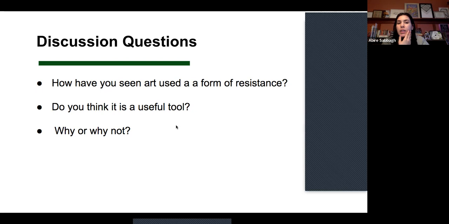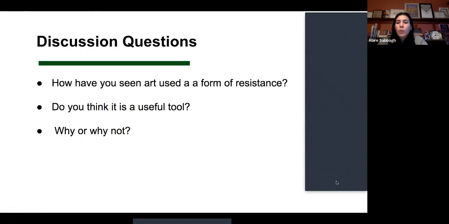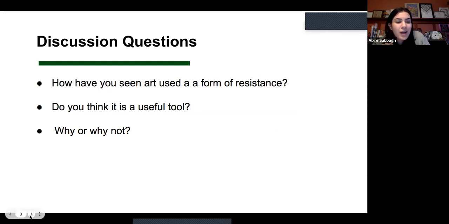So any last thoughts about whether you think it's useful, why or why not, before I move on? And again, we'll revisit this point. I guess, does anyone think it's not useful? Because that would be interesting to revisit towards the end. And it's okay if you don't think it's useful. Okay, so I'll move us along.